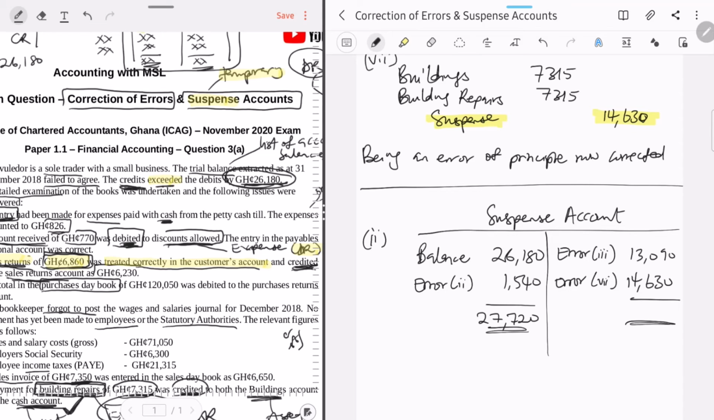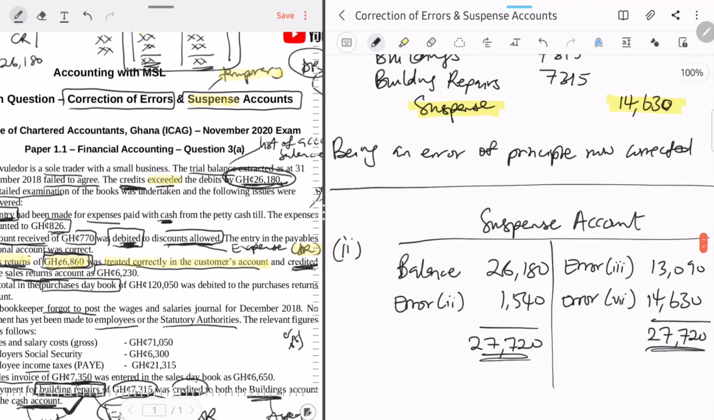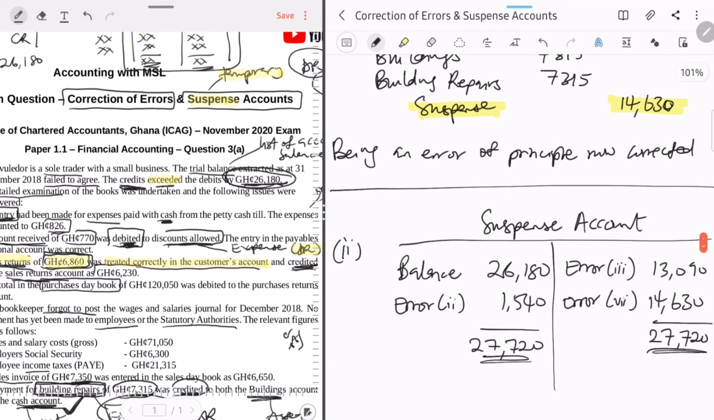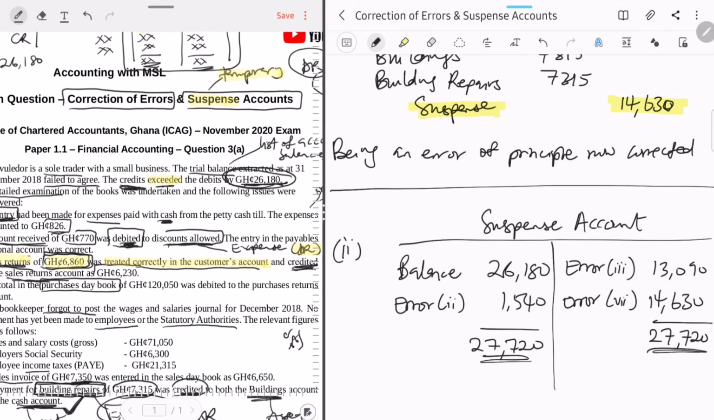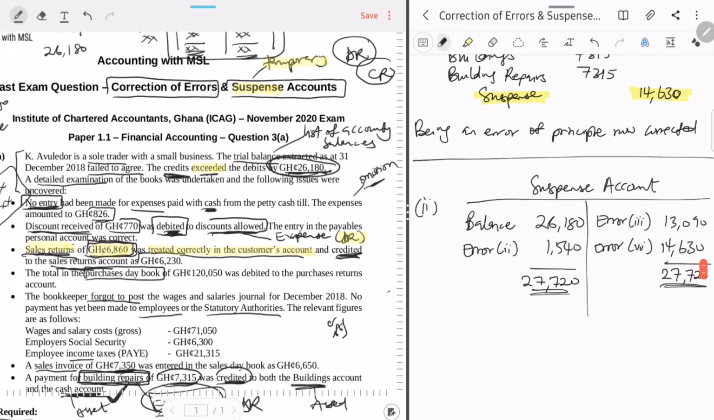We have 13090 plus 14630. That gives us 27720. So congratulations, you have balanced your first trial and your first suspense account. What this means is that the error has cleared. We have successfully corrected all the errors in this question and we have solved the company's problem. You should be proud of yourself for having come this far.